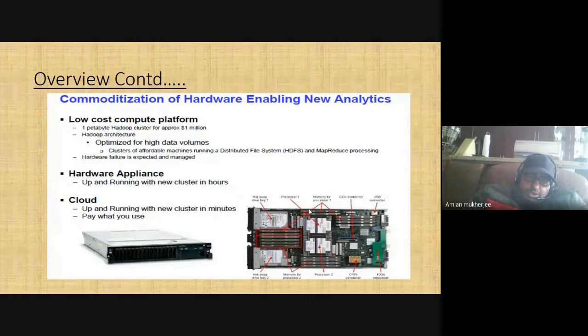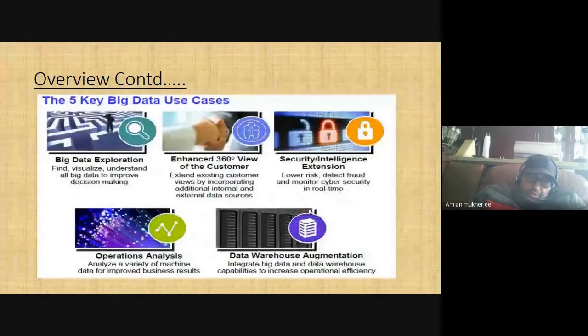Many people are using these things. If you know the middle tier, the AWS, the Amazon Web Services, the banks are using that. They are going to cloud nowadays, though they need security. Banks need a lot of security, but still they are going to cloud because that is the only answer. So the first main thing is big data exploration, that is to visualize and understand all big data to improve decision making. As I told you, decision making is the utmost.